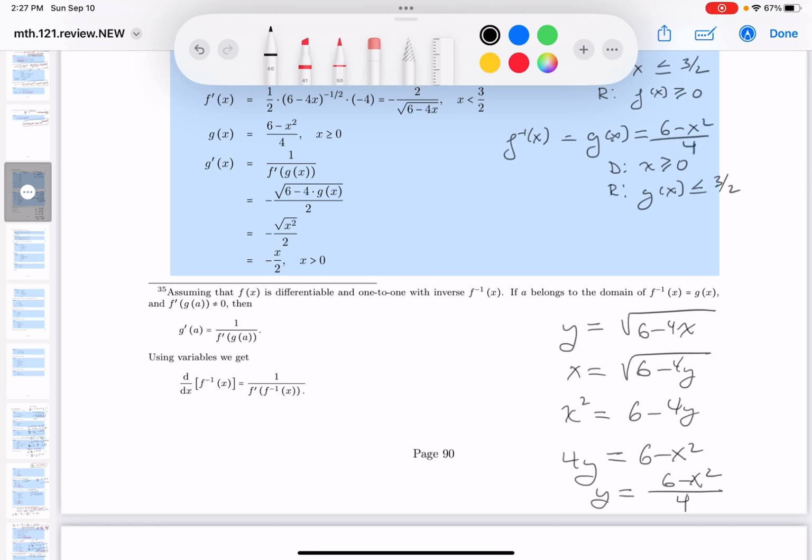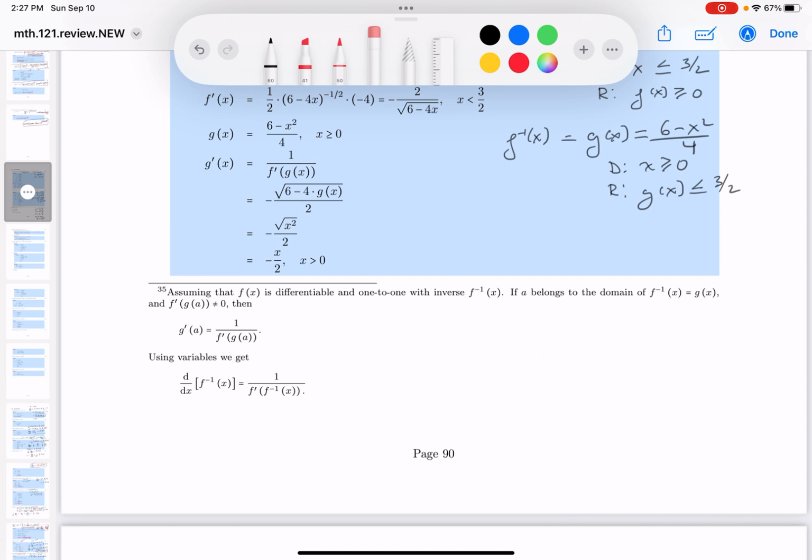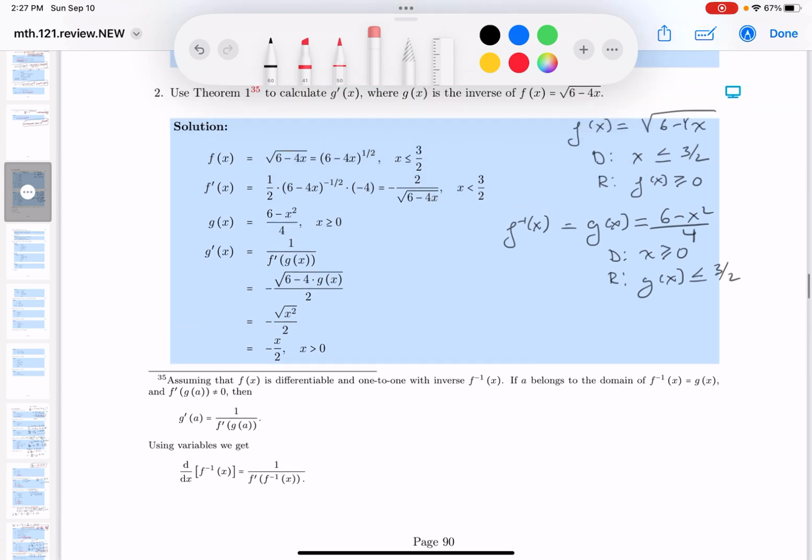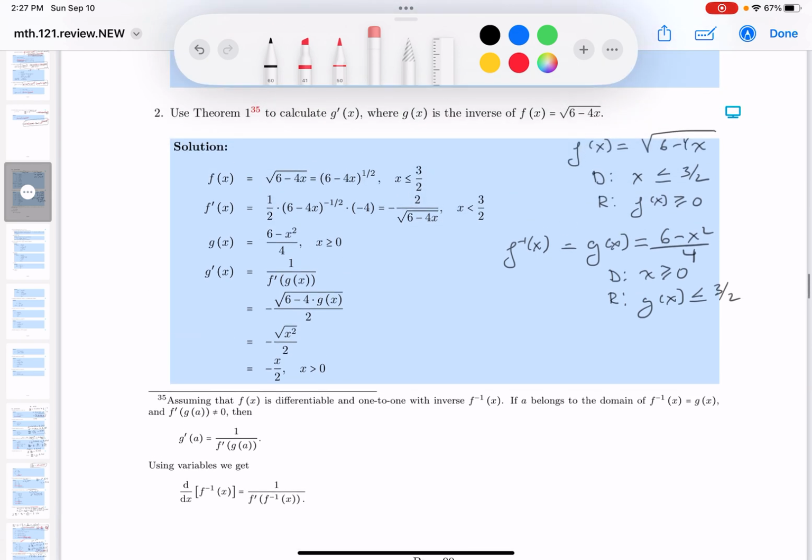All right, let me get my eraser out. I'm going to kind of erase evidence of my Math 119 work over here. So this is important. I got this information down here. Now again, I'll certainly read through that, but what I want to do is use this theorem, and we'll talk about it in a second, to calculate g prime.